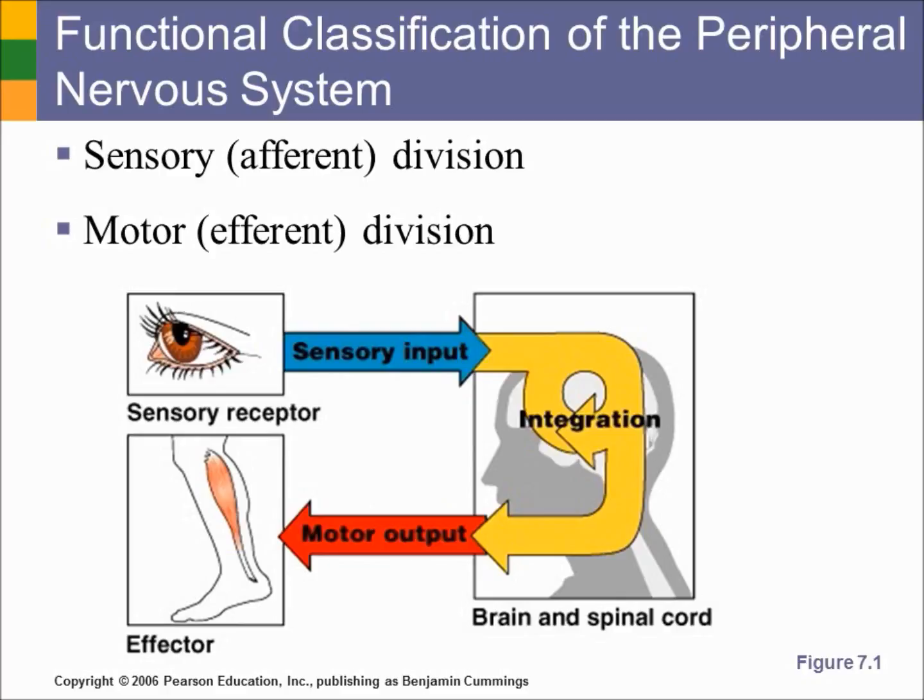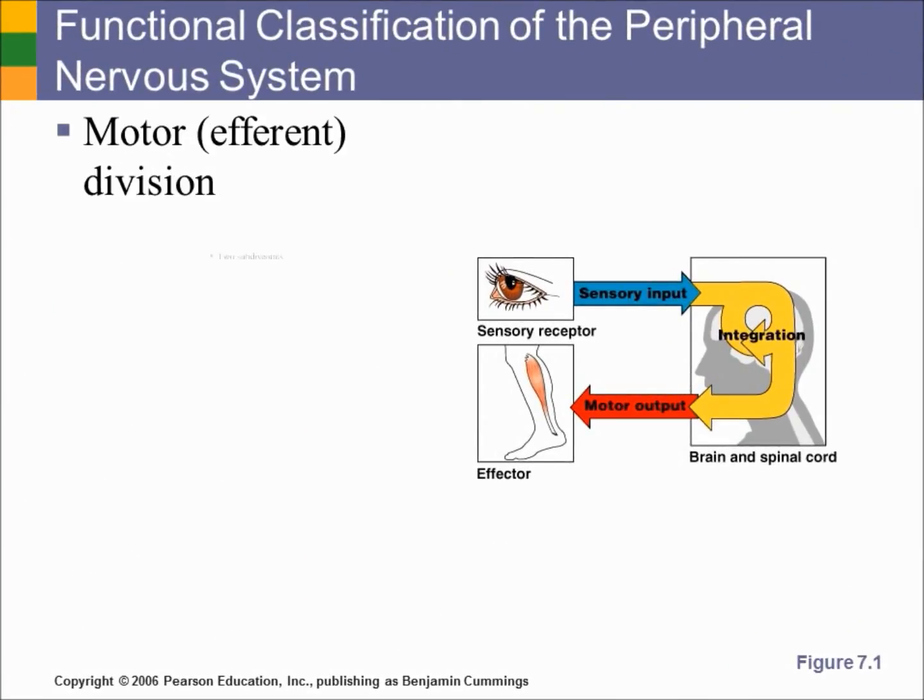Now, sensory input can boil down to the special senses, sight and hearing, for example, as well as cutaneous receptors, the pain receptors in your fingers, touch receptors, heat and cold receptors, and so on. Now, the motor division is also divided up a little bit more efficiently. The motor division, or efferent division, is divided into two parts.